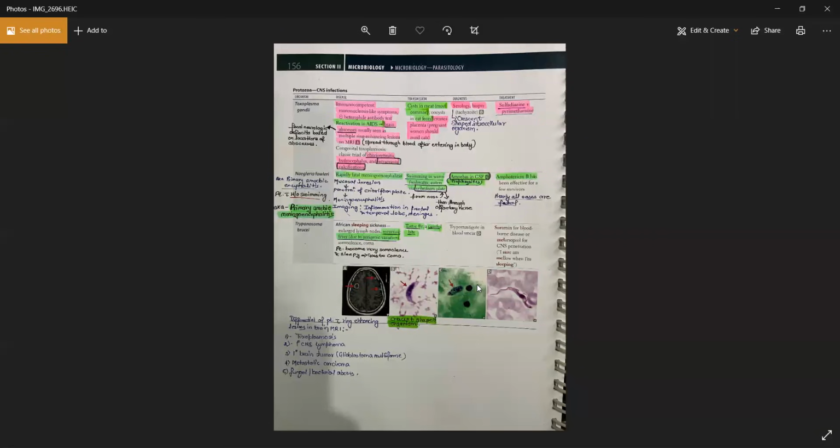Do we need to remember the treatment of this Trypanosoma brucei? No, no treatment. Don't worry about it. Just the names are given. Just the 2 treatments here and 3 treatments previously. You don't need to remember the treatment of Trypanosoma brucei.